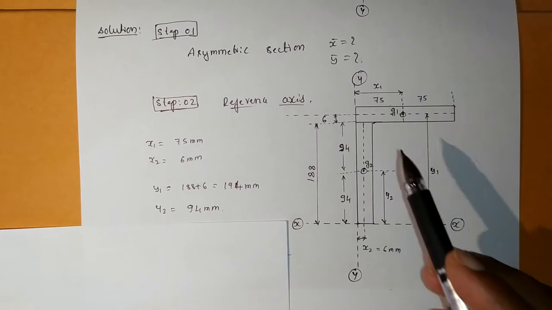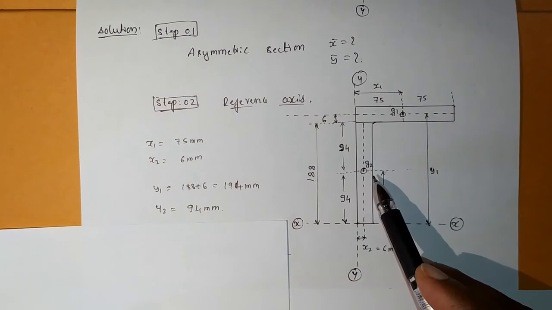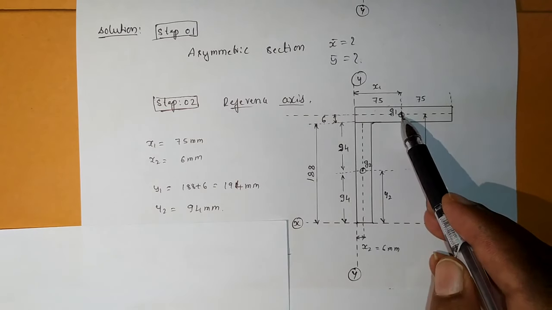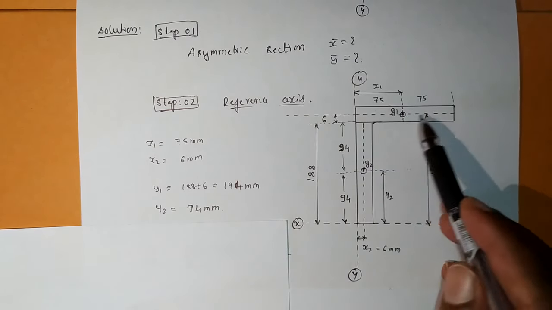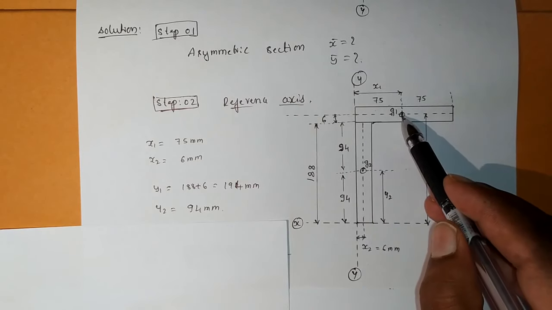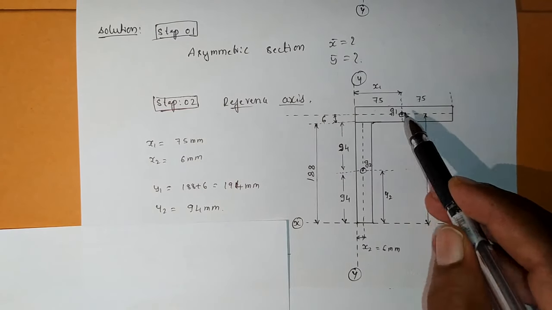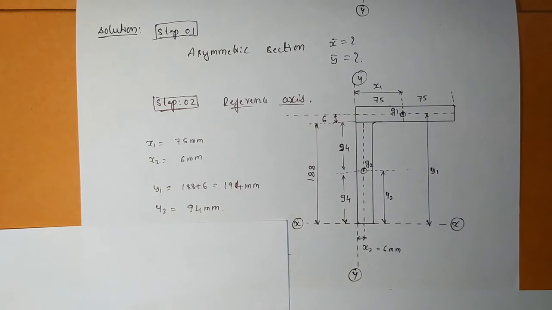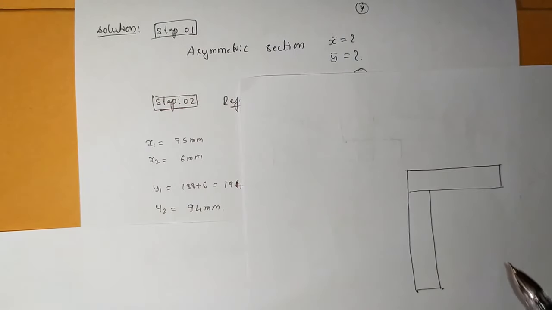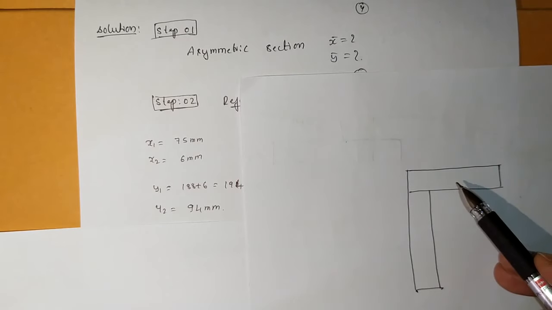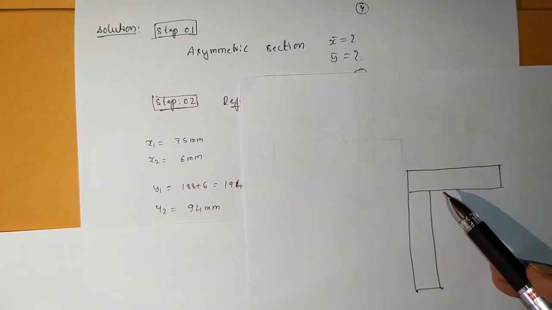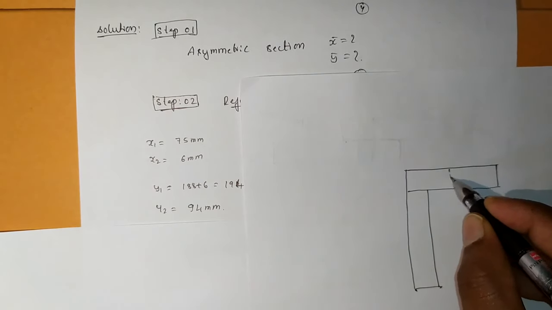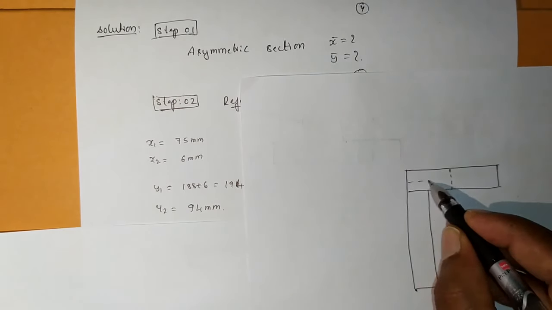After that, we have to divide the composite section into individual sections and identify the centroid of each individual section. This is the combination of two rectangular sections. This is the centroid of section number 1 and this is the centroid of section number 2. Divide the composite section into two rectangular sections and identify the centroid of each individual cross section.